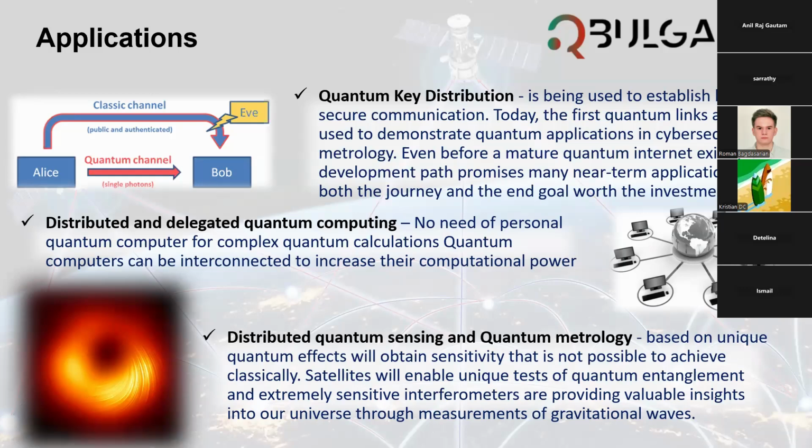This is distributed and delegated quantum computing. Maybe the future of quantum computers is not to have a personal quantum computer in our room, but to use super quantum computers remotely for complex calculations. We can take time for this. But also to have interconnection between multiple quantum computers, so as to increase their computational power.